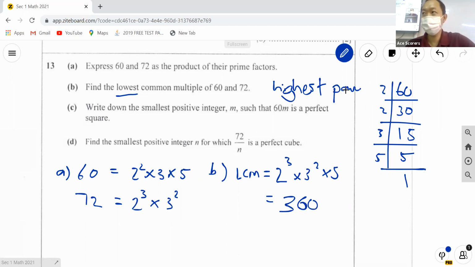Can you recall? We did this a long time ago, right? Okay, next one, part C. Write down the smallest positive integer m such that 60m is a perfect square.